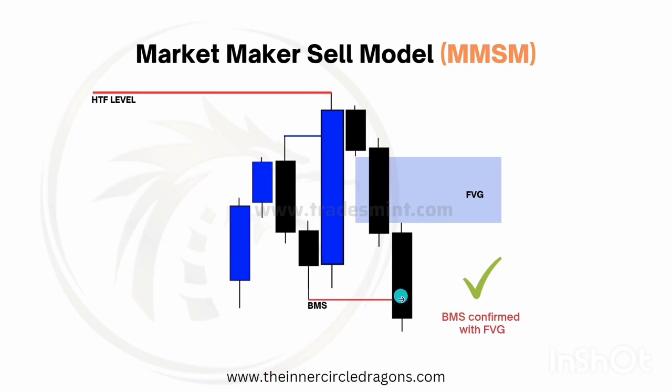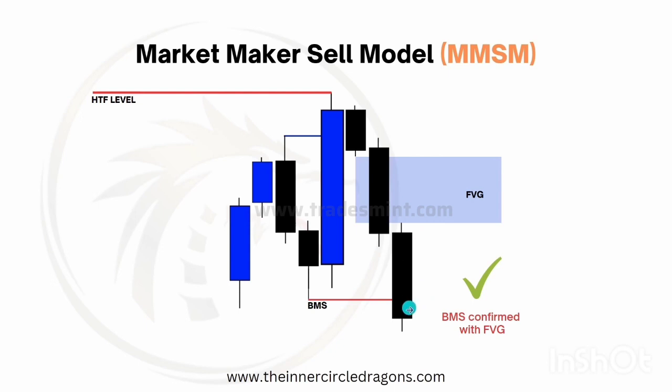Now, this break in market structure is confirmed with this fair value gap. If this fair value gap is not present, we don't class this as a valid break in market structure. We don't have to close below this swing low in order for it to be classed as a valid break in market structure if we still have the fair value gap present.